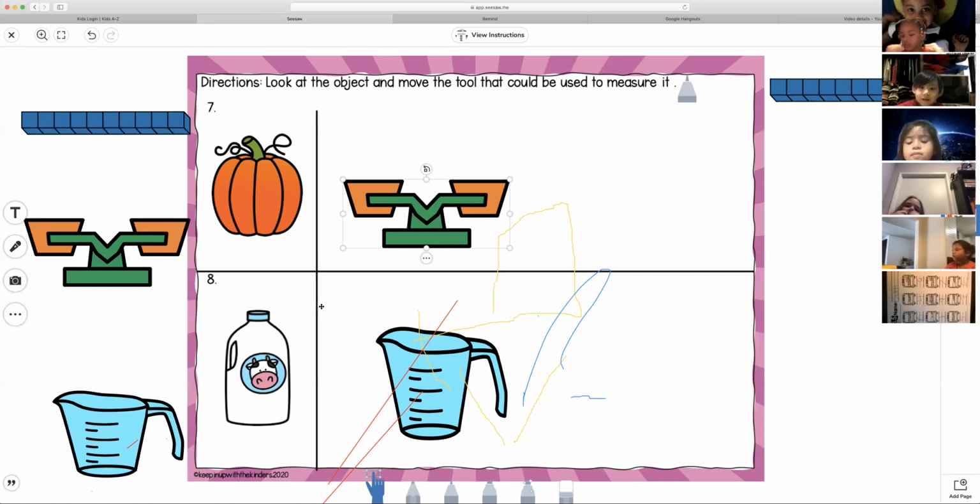Connie, how about you? What do you think, Connie? What can I use to measure? What do I want to know? The cubes. Good. The cubes, Connie, because I want to know how tall it is. So let's grab the cubes.